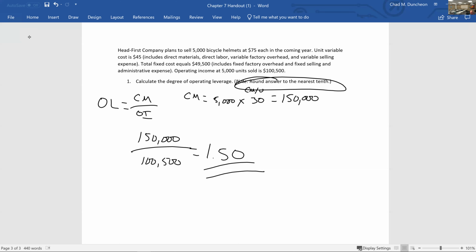So there are all the problems for chapter 7. Hopefully working through some of these problems made some of these concepts make sense. It's really important to grasp this idea of contribution margin. It'll be very helpful, especially moving forward into the short-term decision making we are going to have next chapter.